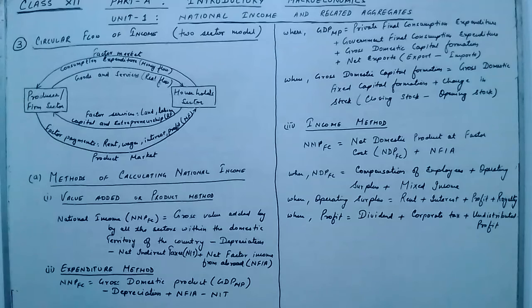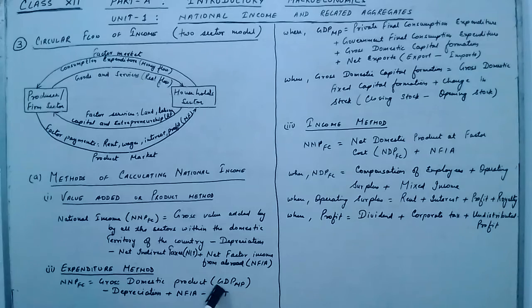Now the second method is basically the expenditure method. Again, national income or NNP at factor cost, that is net national product at factor cost, which is commonly known as national income, is equal to gross domestic product, famously known as GDP at market price, minus depreciation plus net factor income from abroad minus NIT, net indirect taxes.